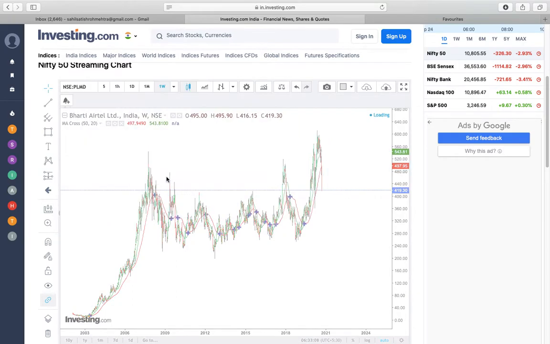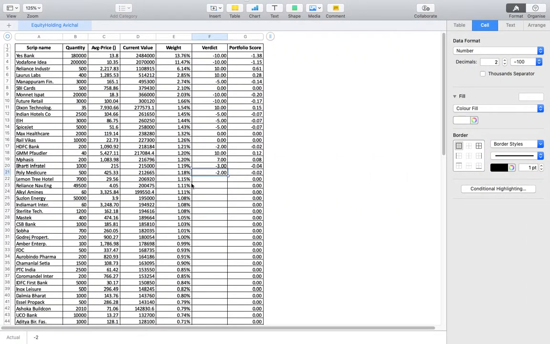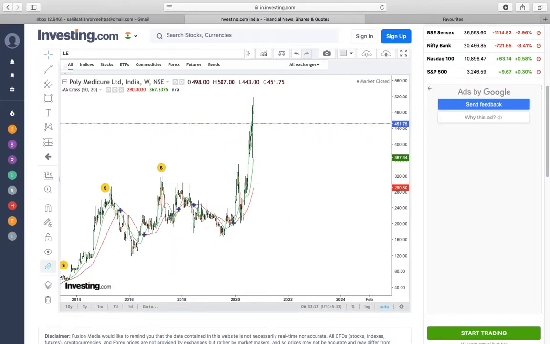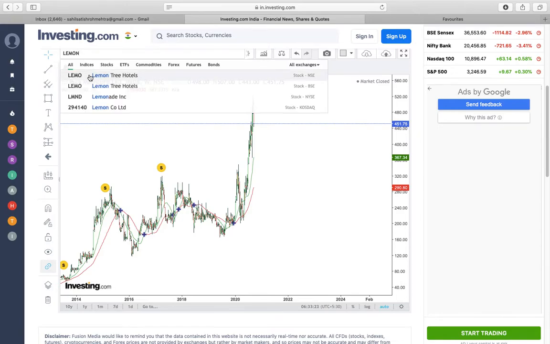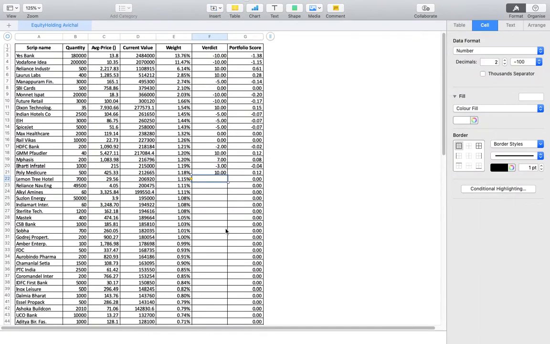Polymedicure right here. Definitely 10. It's a no-brainer. Lemon Tree Hotel, I think these hotels are not really required in anyone's portfolio unless there is something seriously magical happening. So this confirms it. So it's a -10. It should not be there in a portfolio.